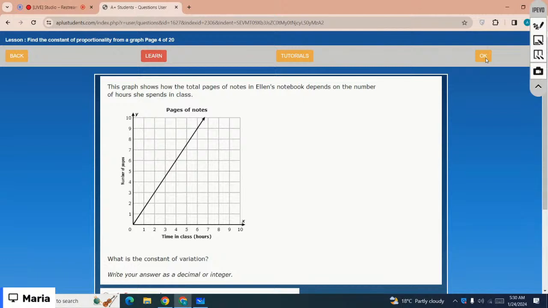This graph shows how the total pages of notes in Alan's notebook depends on the number of hours she spent in class. What is the constant of proportionality? So which is the correct option?